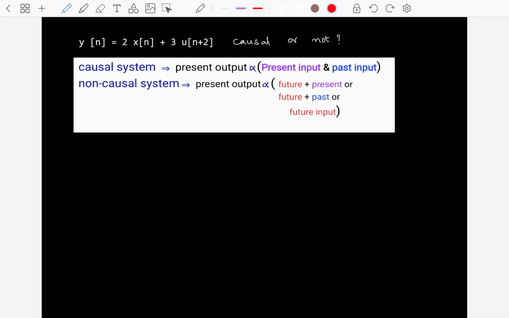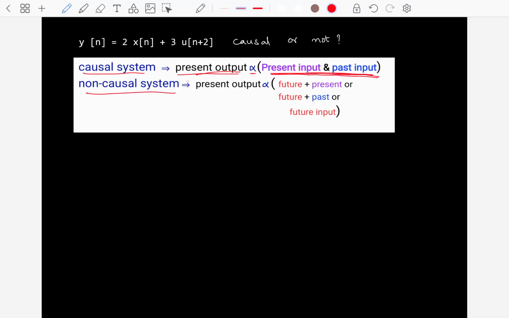We know the definition for the causal system: the present output is a function of present input or past input or both. The present output depends on present input or past input or a combination of both present input and past input, then it is called a causal system.